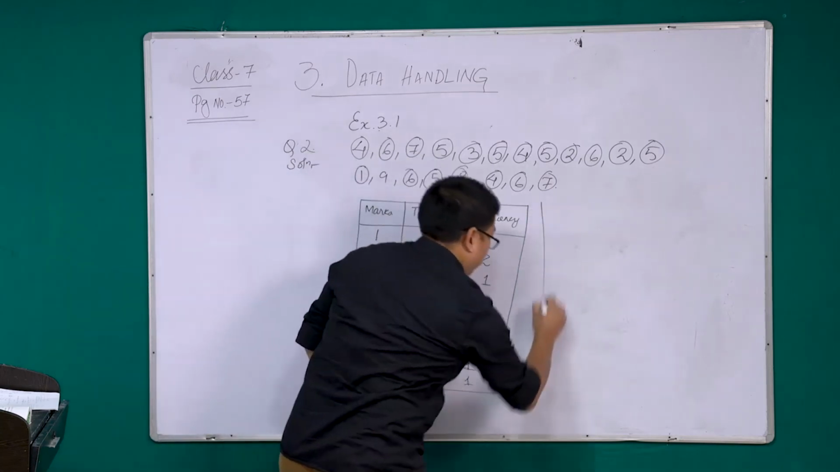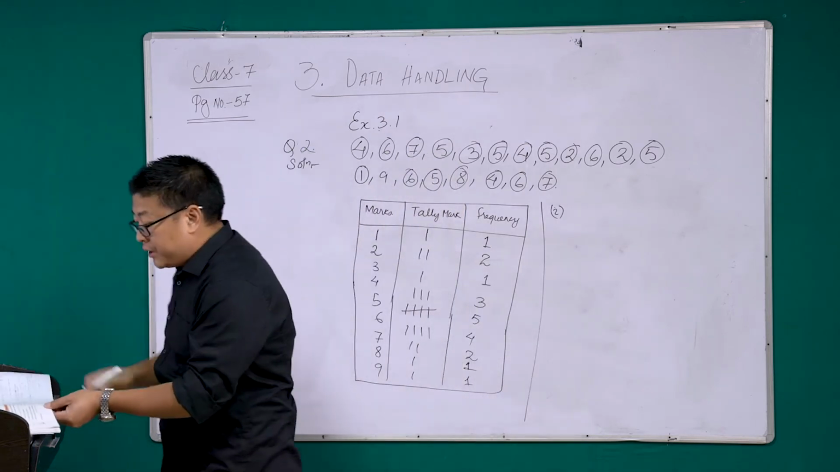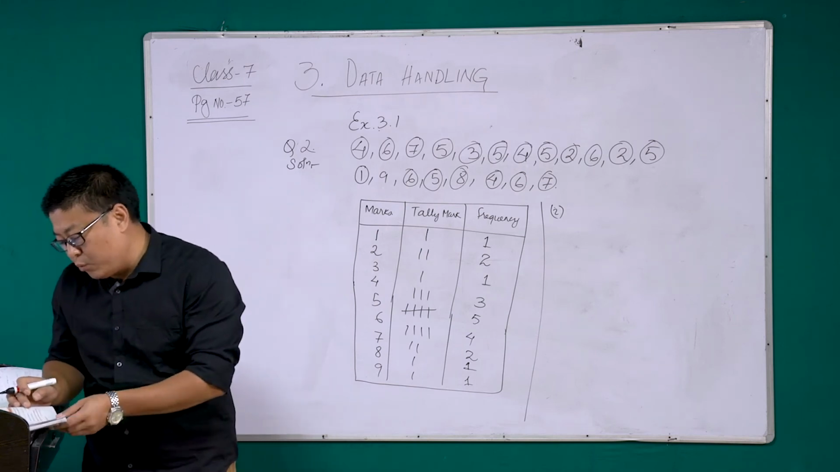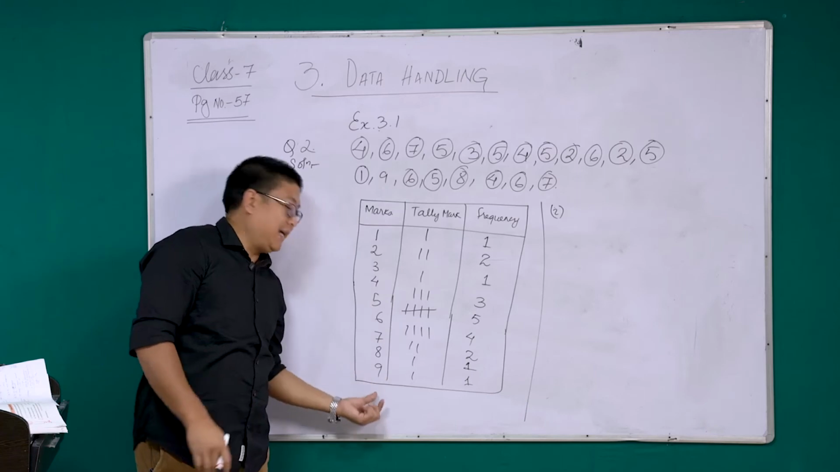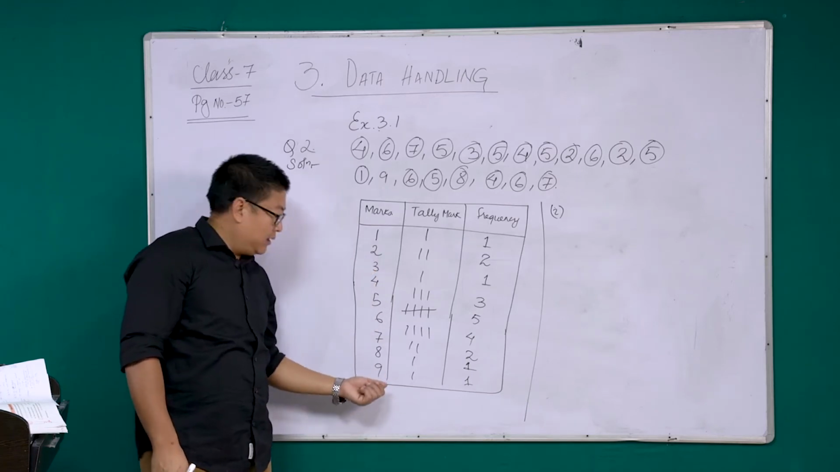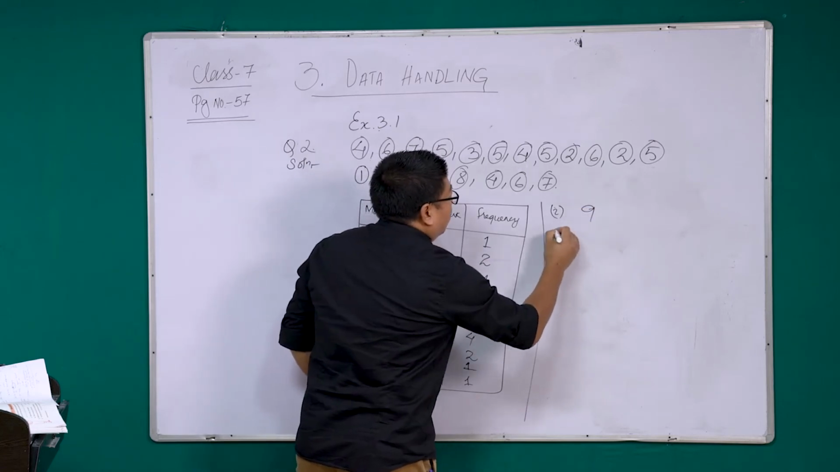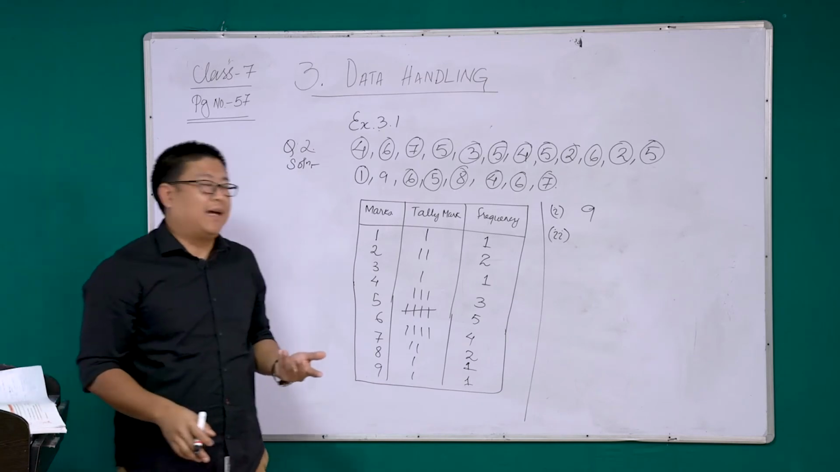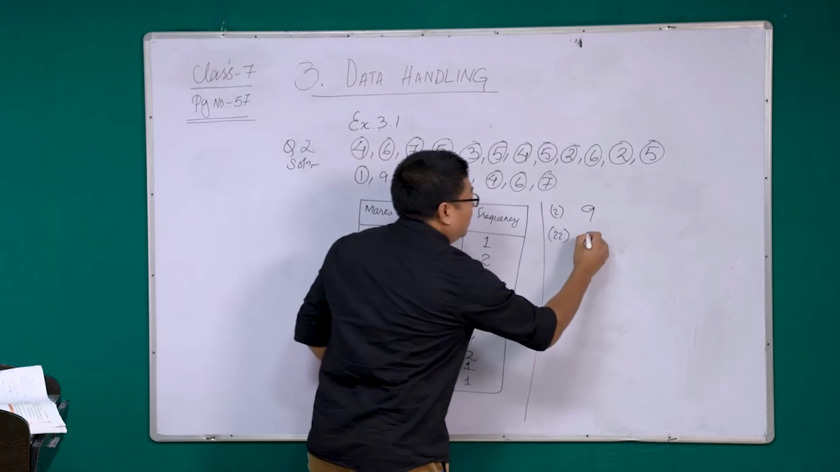Now let's answer the questions that are asked. Question number 2, 1. It's asking which number is the highest. Now if you look here, you can easily identify which number is the highest. Obviously 9 is the highest. So we're going to write 9. The next question is asking which number is the lowest. Again, if you look at this table, you can easily understand that 1 is the lowest.